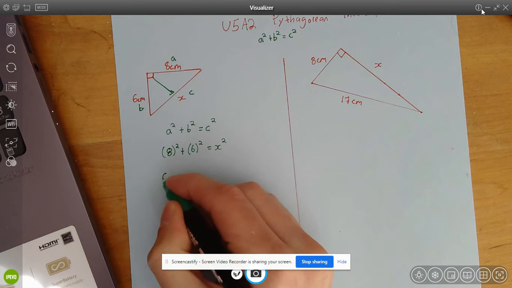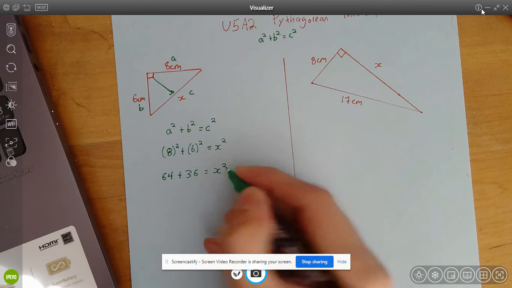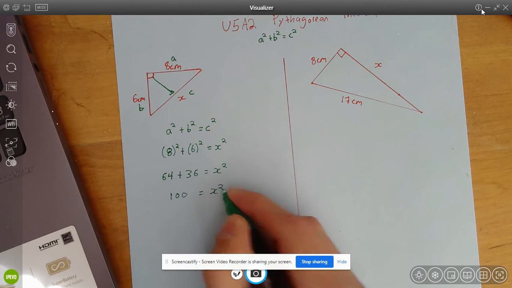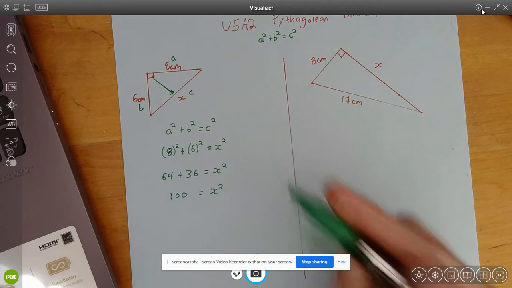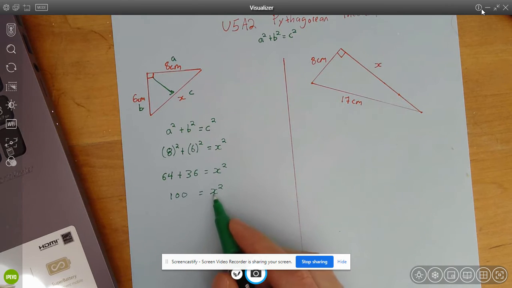So we know 8 squared is 64. I know 6 squared is 36. And I sum those together. 64 plus 36 is 100. So 100 equals x squared. So I'm not done the problem. It doesn't mean that side length x is 100, x squared is 100.